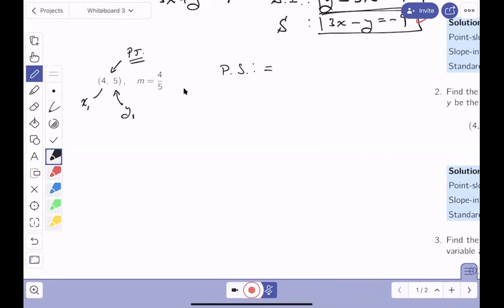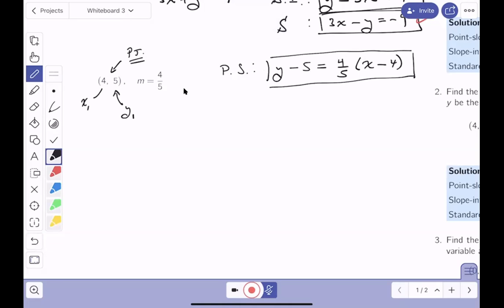Whoops, I didn't mean to put an equal sign there. I apologize again. I keep doing that. It's y minus y1, which is 5, equals m, which is 4/5, times x minus x1, which is 4. This is done. I like that form. It's easy to write down.